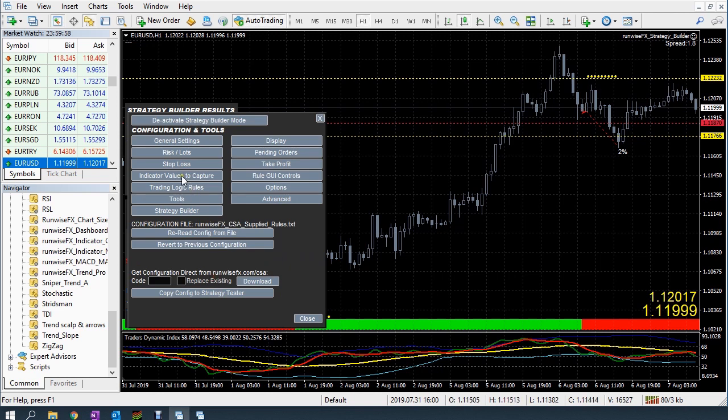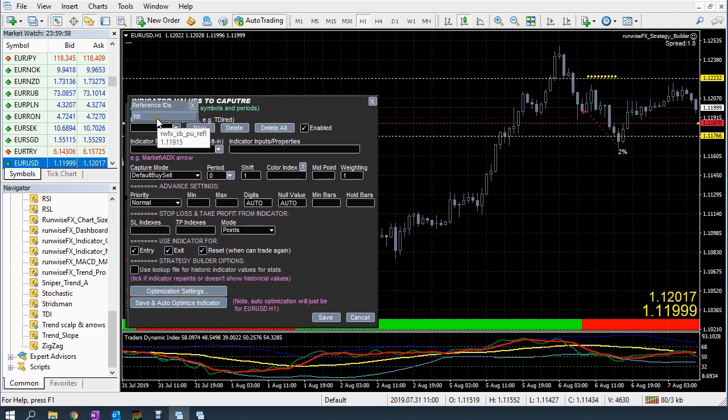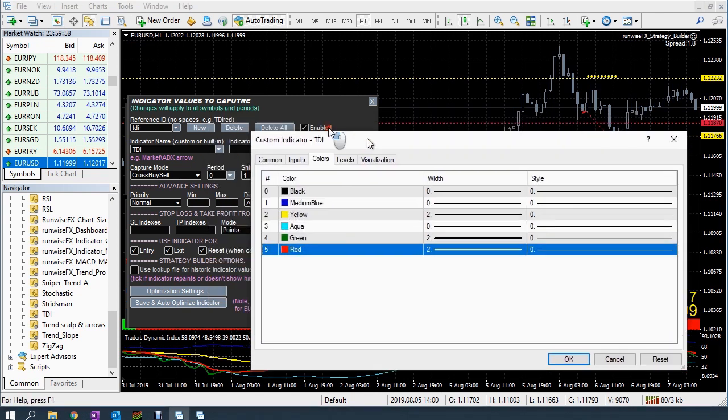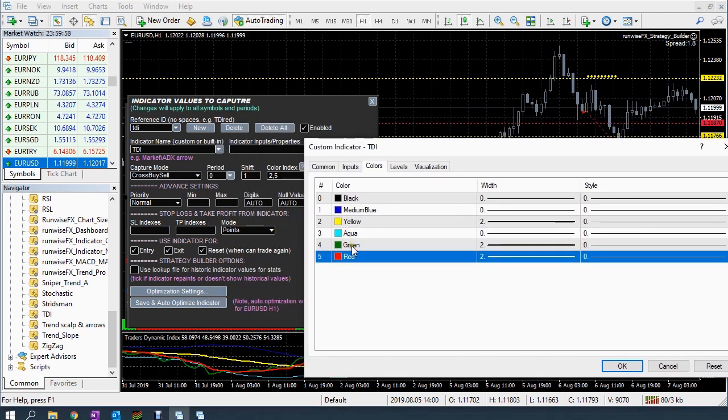So let's go to config, indicator values to capture, TDI. Let's have a little look again. So really what we want is the green. We're going back to the green, color index 4. When it crosses this upper blue line 1, we want the buy, and when it crosses the lower color index 3, we want the sell situation.